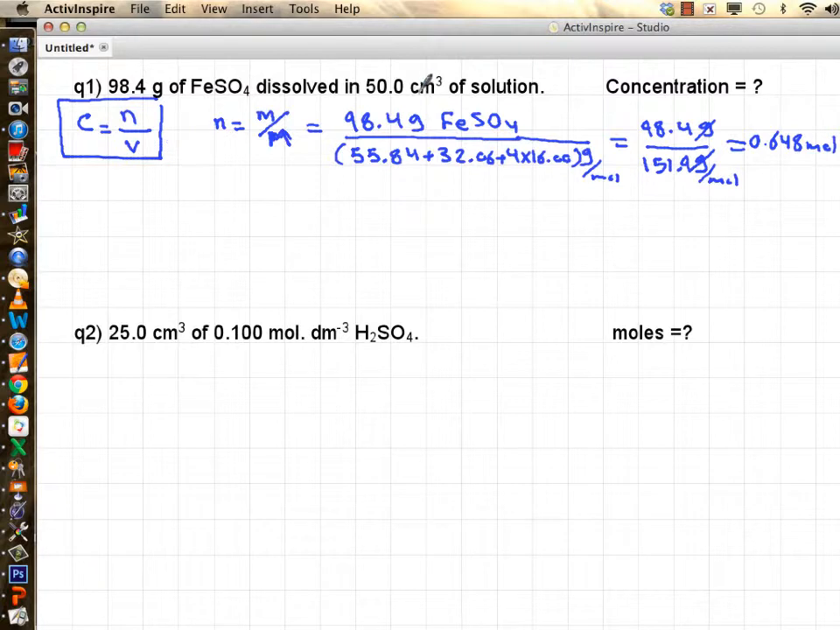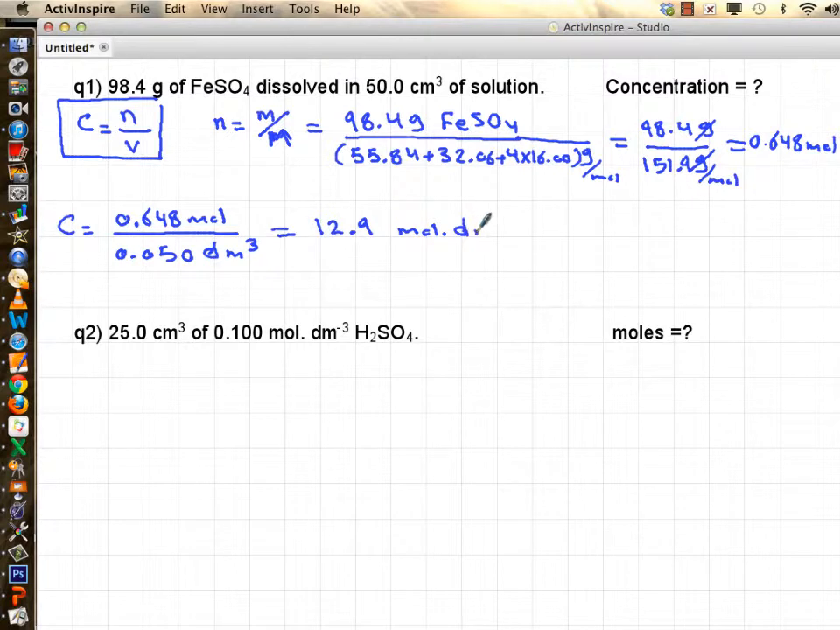Now let's just plug it in. Now the volume has to become in decimeter cube. So what you need to do is divide by 1000 or move the decimal place 3 decimal places to the left. So concentration is simply 0.648 moles divided by the volume in decimeter cube, which is 0.050 decimeter cube. You do the division, and it comes to be 12.9 moles per decimeter cube. Written as decimeter to -3, just bring it from denominator to numerator. So that's a typical question.